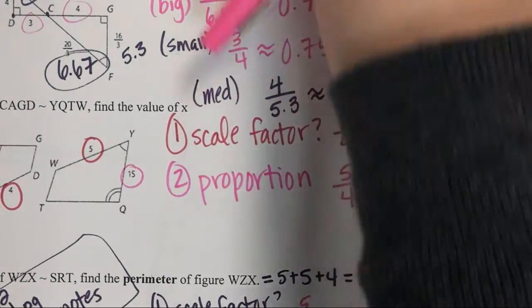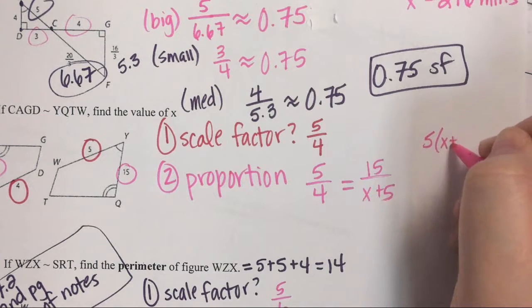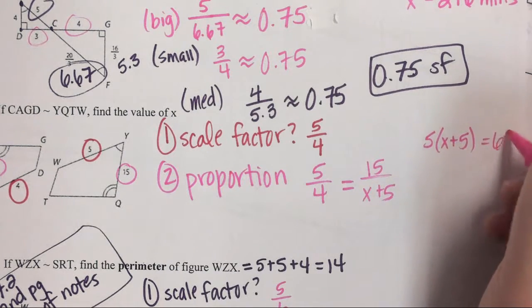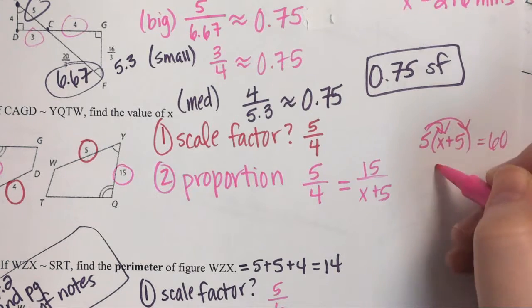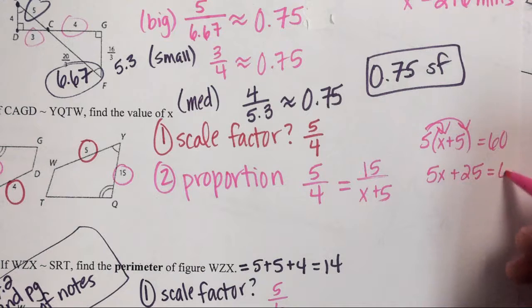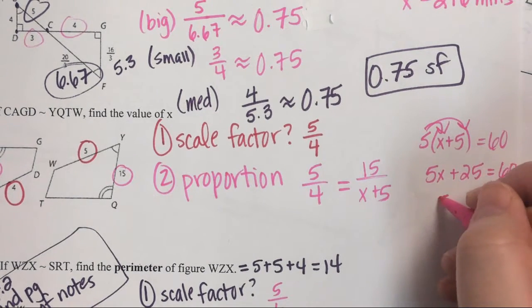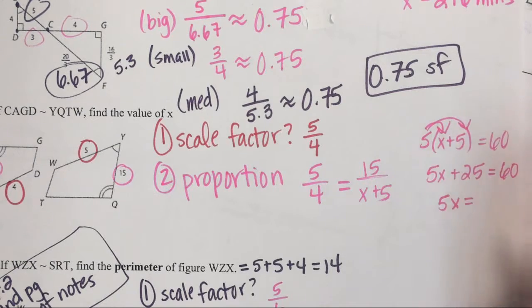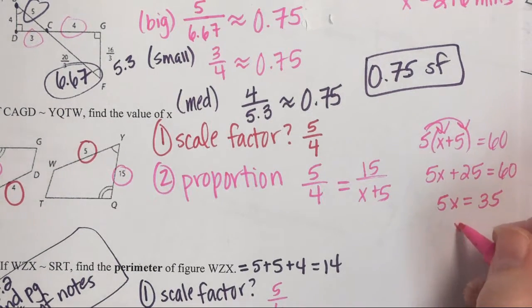When I cross multiply, I get 5 times x plus 5 equals 60. So 5x plus 25 equals 60. So 5x equals 35, and x ended up equaling 7.